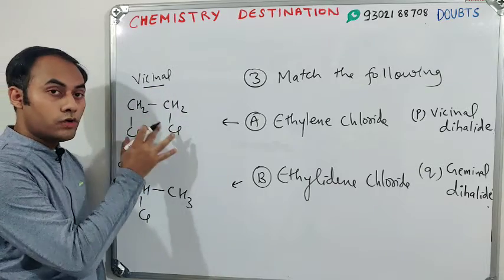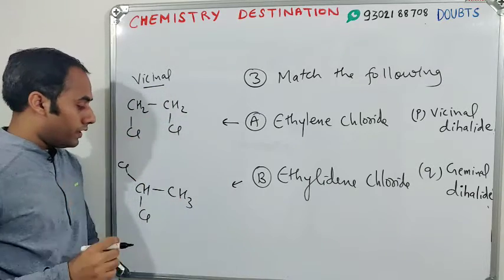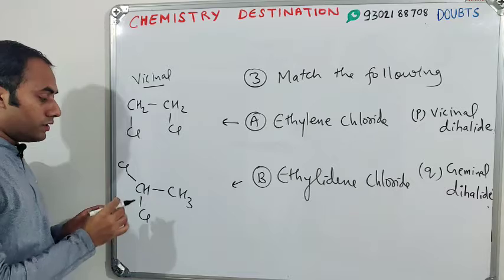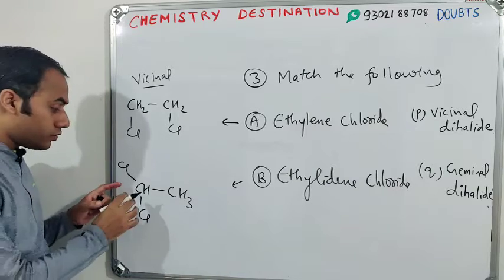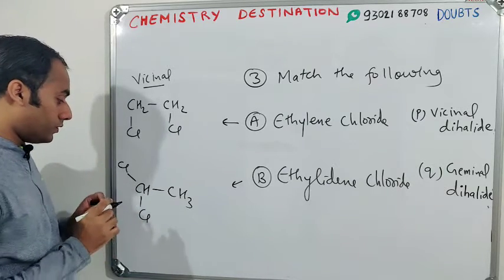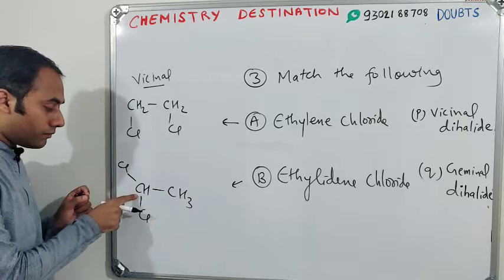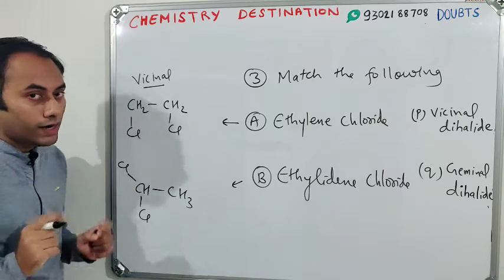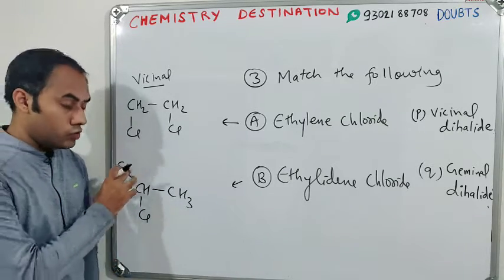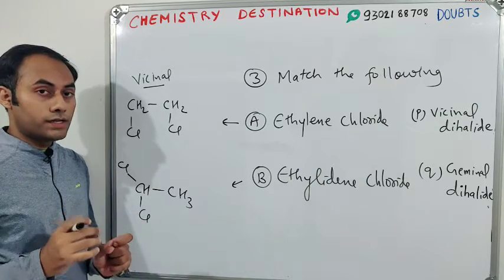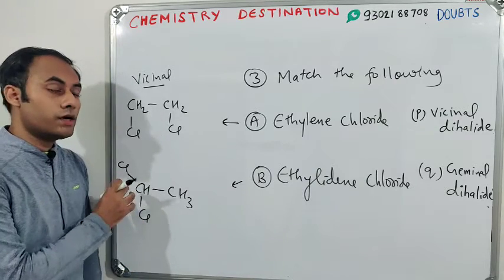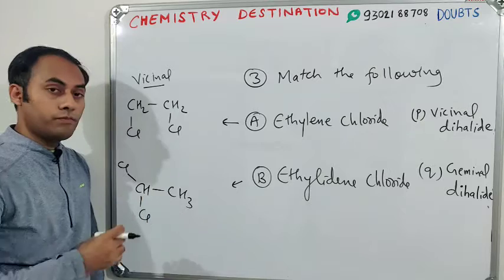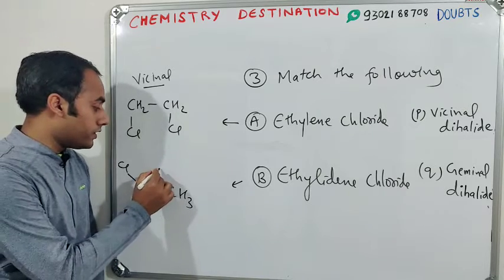So ethylene chloride is a vicinal compound, and in ethylidene chloride the halogen atoms are present over the same carbon atom. You can see this carbon carries both the chlorine atoms. Whenever two halogen atoms are present on the same carbon atom, such compounds are called geminal compounds.